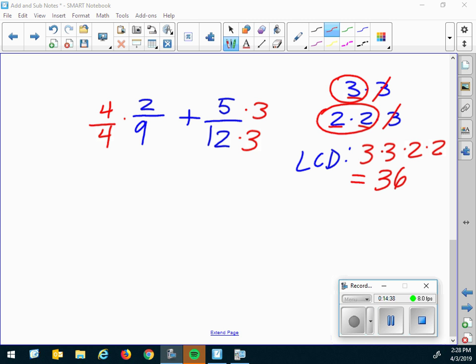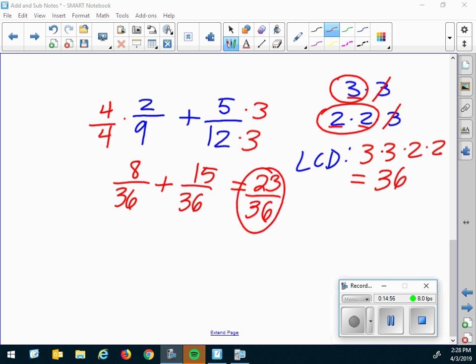So, what is this fraction now? 8 over 36 plus 15 over 36. Can I add those now? Yes. What do I get? 23.